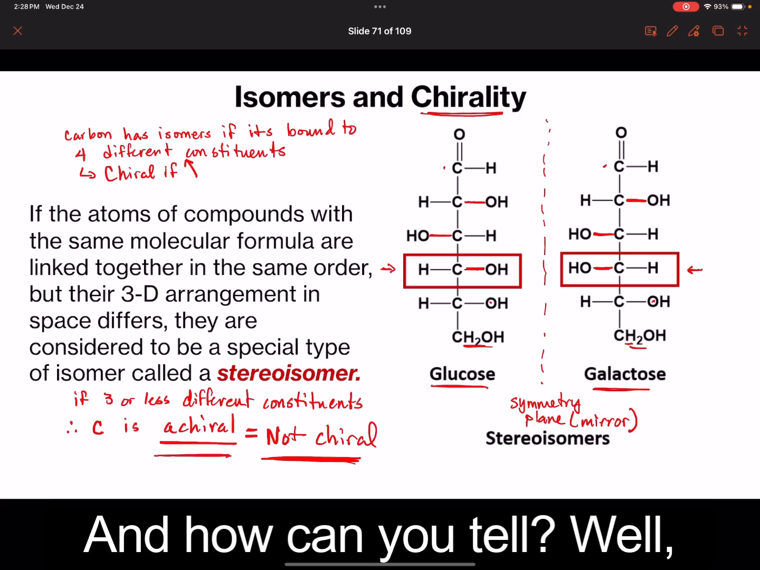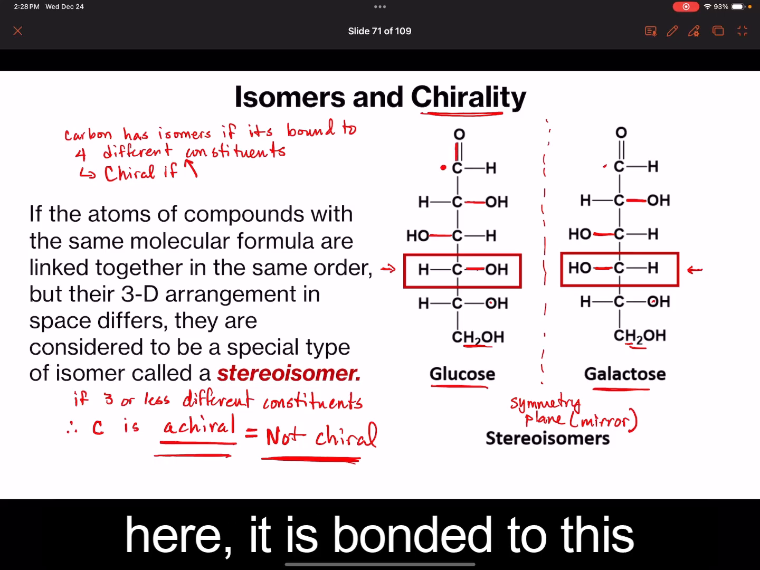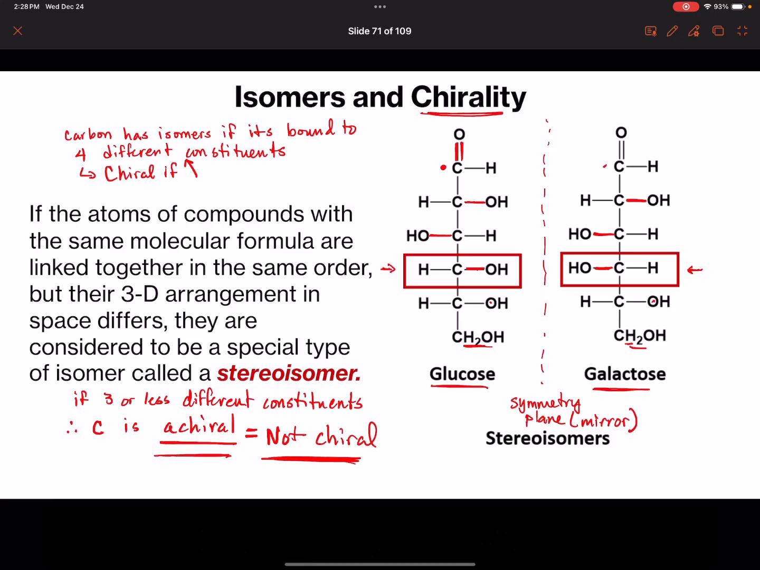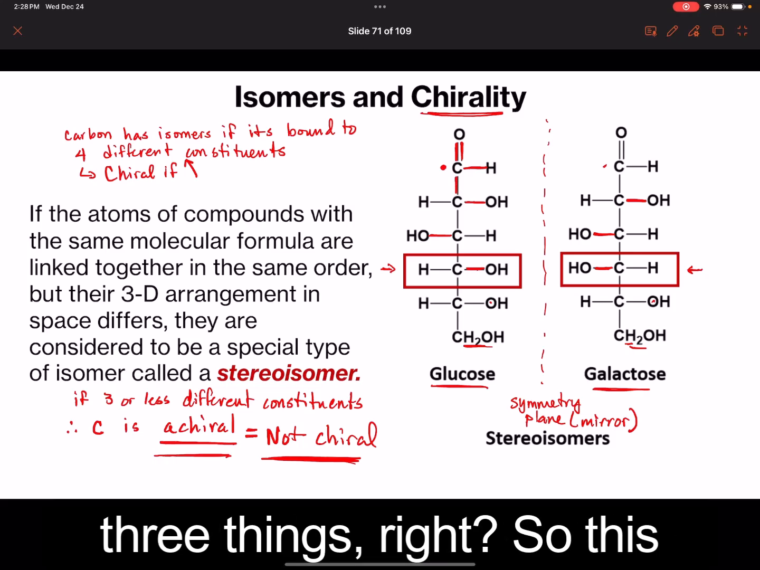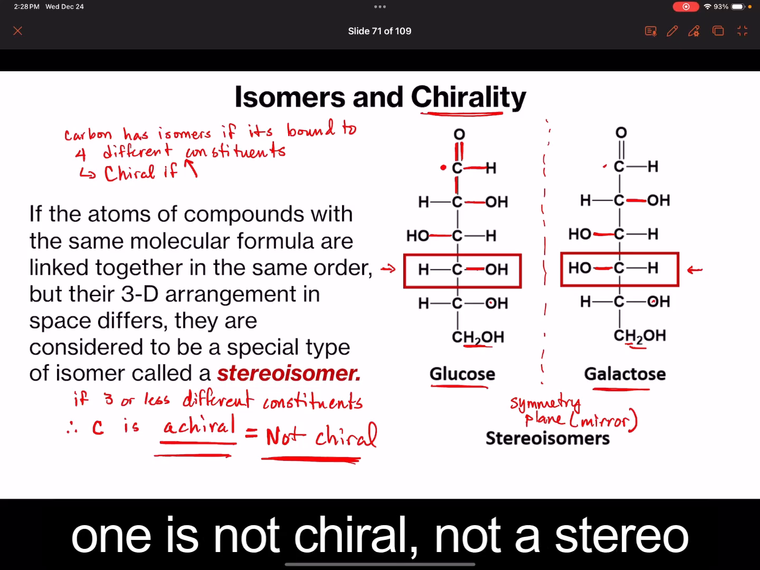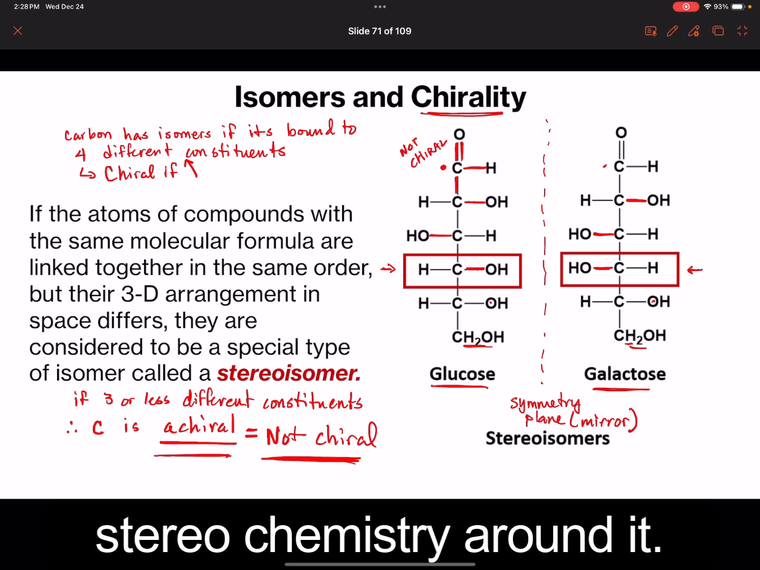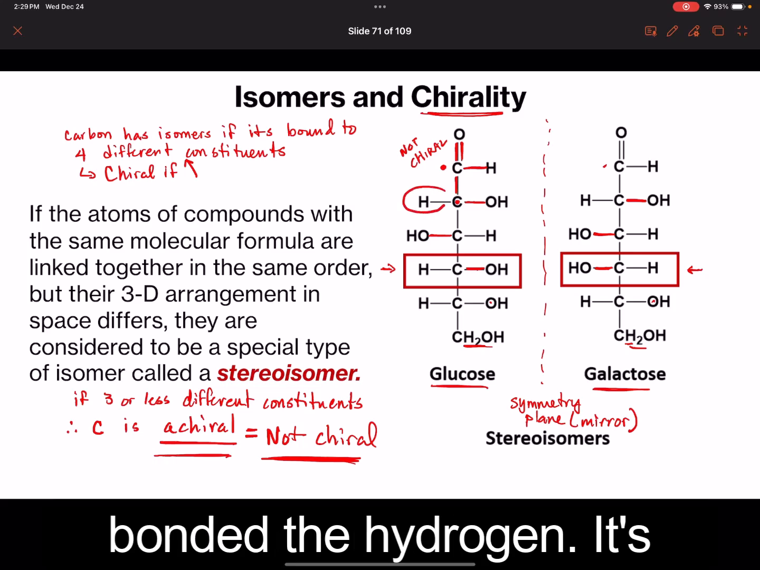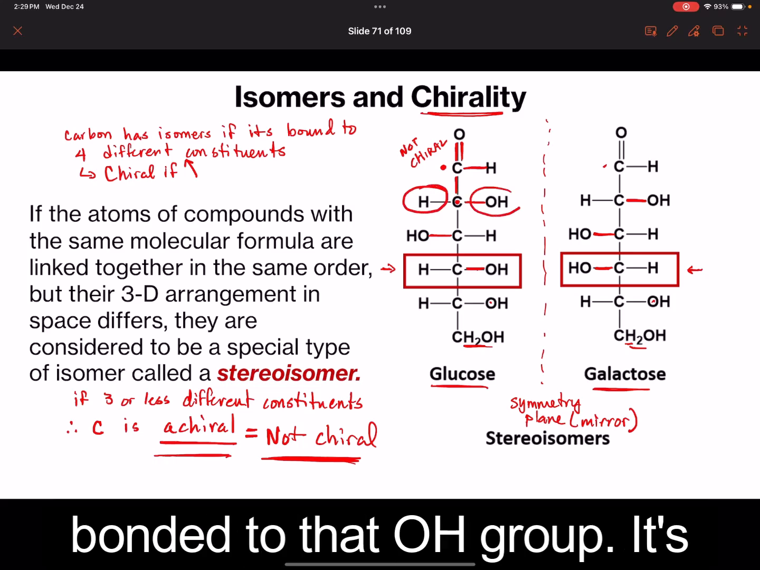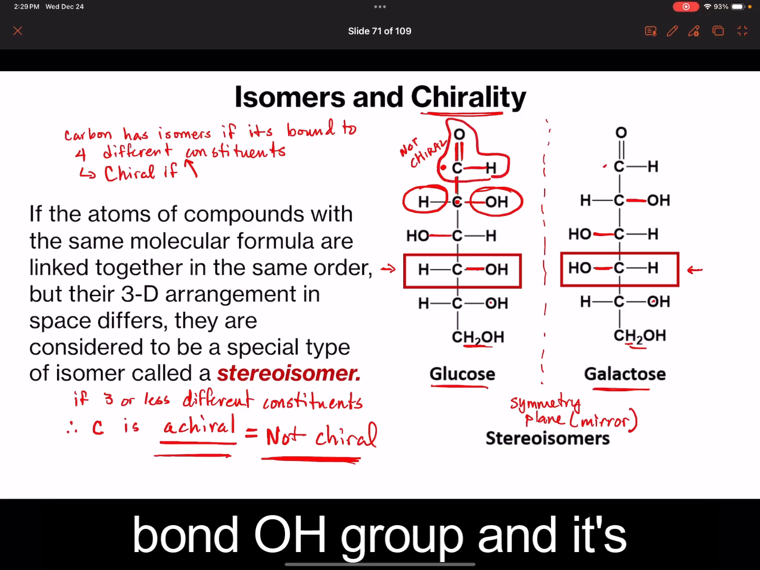And how can you tell? Well, if I look at this carbon up here, it is bonded to this oxygen twice and one hydrogen and one carbon. It's only bonded to 3 things. So this one is not chiral. It is not a stereocenter and it won't have stereochemistry around it. However, if we look at this carbon center here, it's bonded to hydrogen. It's bonded to that OH group. It's bonded to this C double bond OH group.